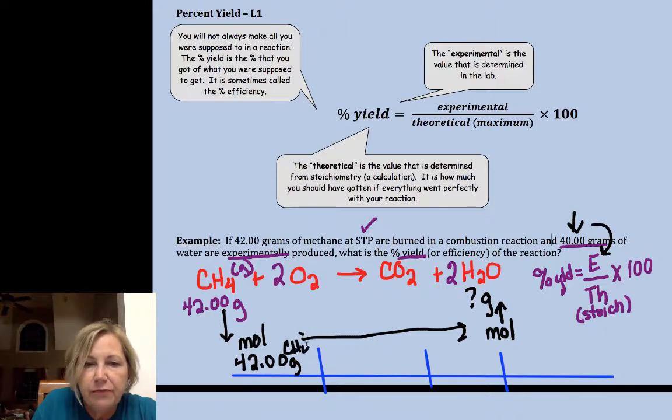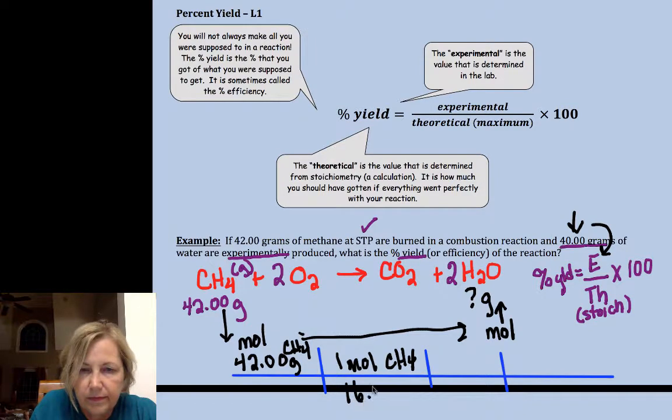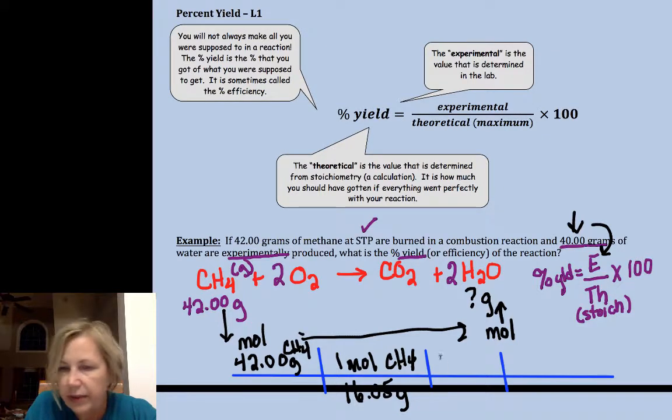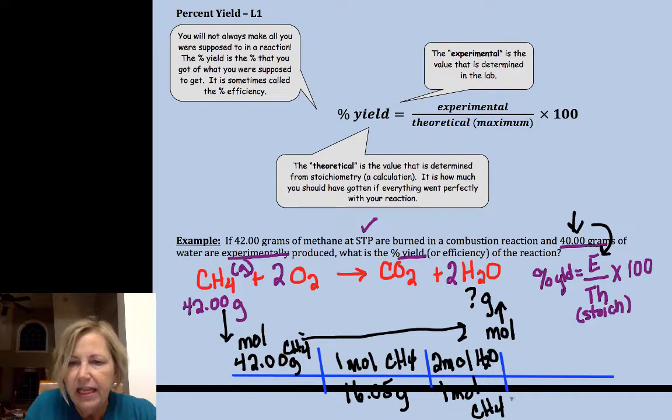So that's grams of methane. I want to go to moles of methane. Now I want to go to moles of water. There's 2 moles of water formed for every 1 mole of methane. And then there's 18.02 grams of water for every 1 mole.